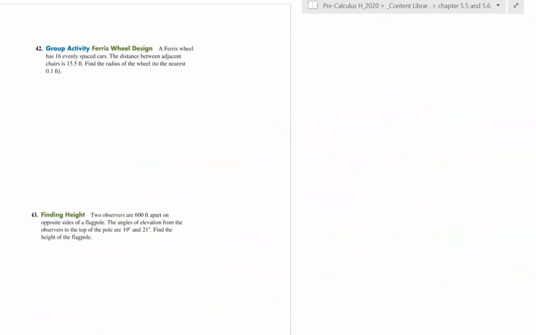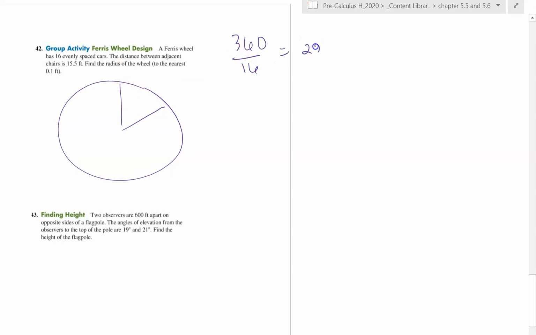But let's go ahead and start them now, just so that later on, maybe it would help you if you had a couple examples. So for the first thing we're doing, we're thinking about this Ferris wheel, right? And we're talking about how there are 16 evenly spaced cars. So I know that there must be 22.5 degrees in between each car. So this would be 22.5. And again, this distance right here would be 15.5 feet, because that's what they told us.